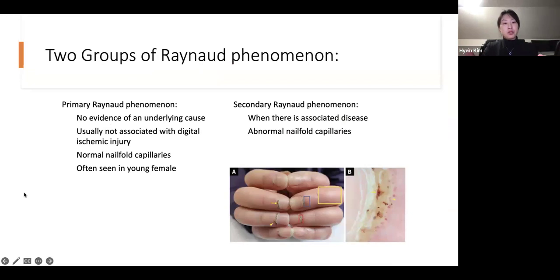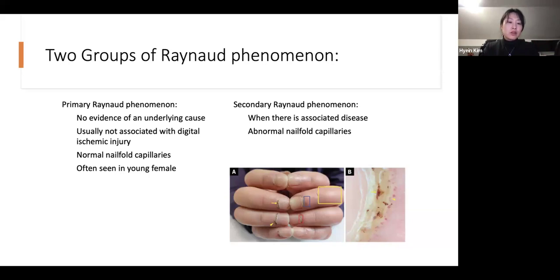And going back to Raynaud now, I quickly mentioned it earlier, there is a primary Raynaud and secondary Raynaud. That's how we group them together. Primary Raynaud means that there's no evidence of an underlying disorder. It typically happens in young females, but can happen in males. I would say it doesn't typically happen in older people.